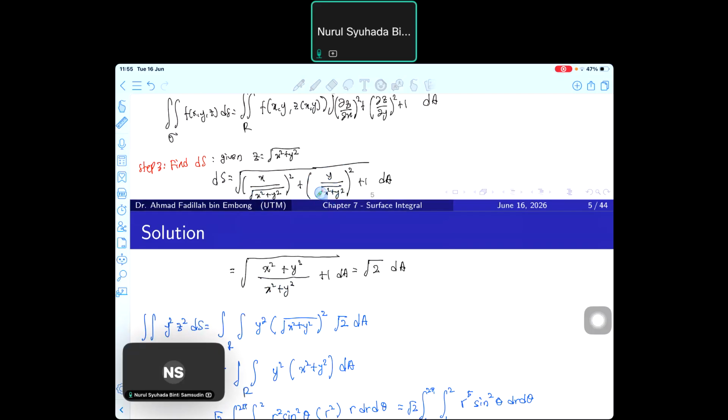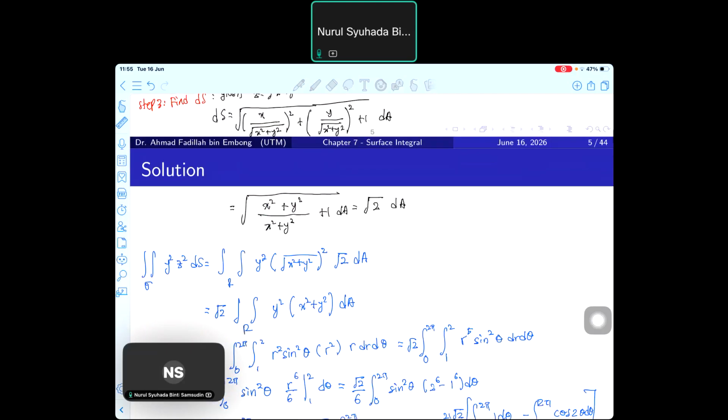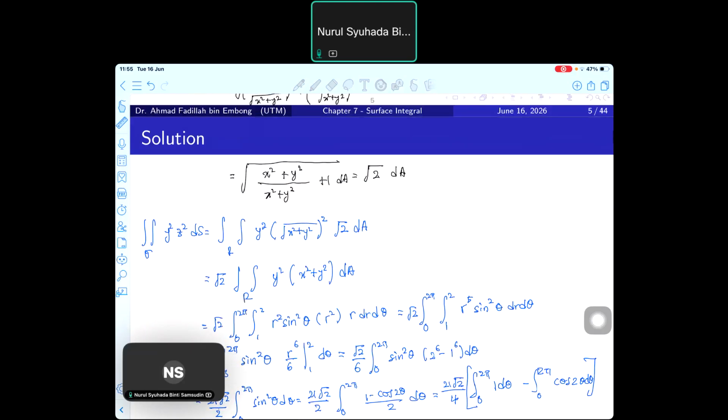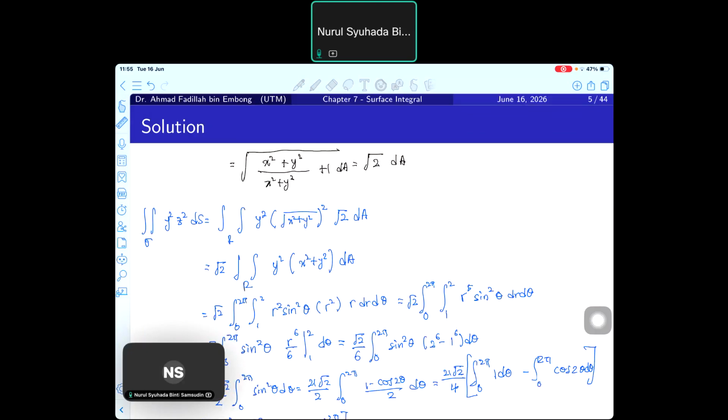Since the denominators are the same, we have x squared plus y squared here and also x squared plus y squared here. Therefore we can add these two together to get x squared plus y squared over x squared plus y squared. Basically you can simplify this to get 1. And 1 plus 1 is equal to 2, together with the square root, we have square root of 2 dA. So now we are ready to evaluate the surface integral.